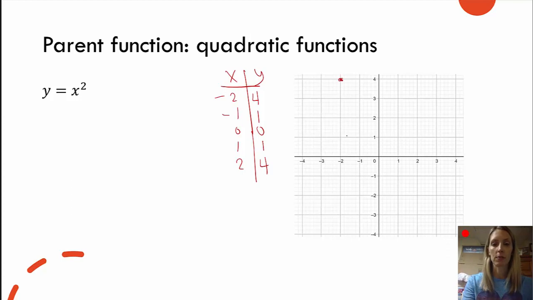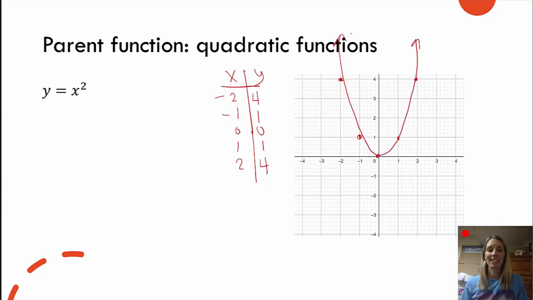I don't have a nice picture for this one, so I'm going to have to do the best I can. -1, 1, 0, 0, 1, 1, 2, 4. The shape of this graph is called a parabola, and it's a nice smooth curve. So unlike the absolute value function, there's not a point at the bottom of it, it's a nice smooth curve. That's the shape of a quadratic, it's called a parabola.